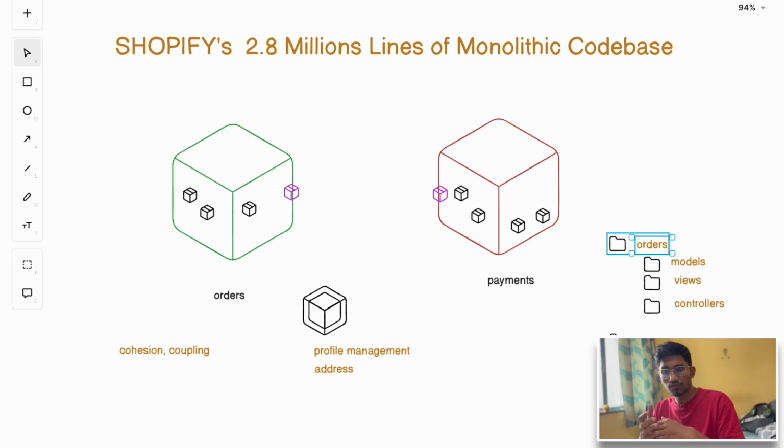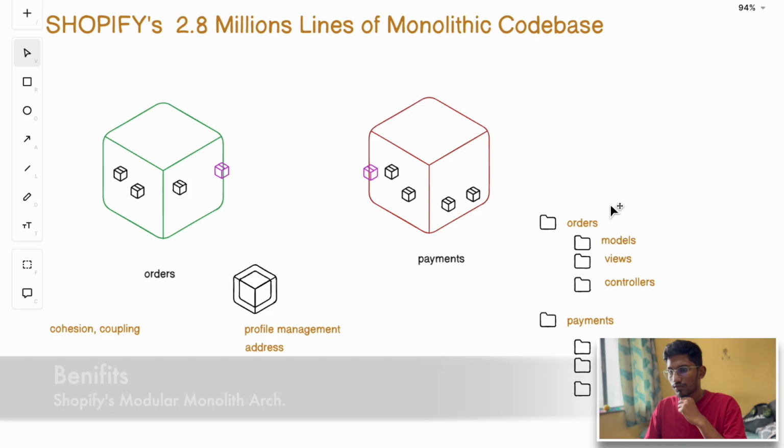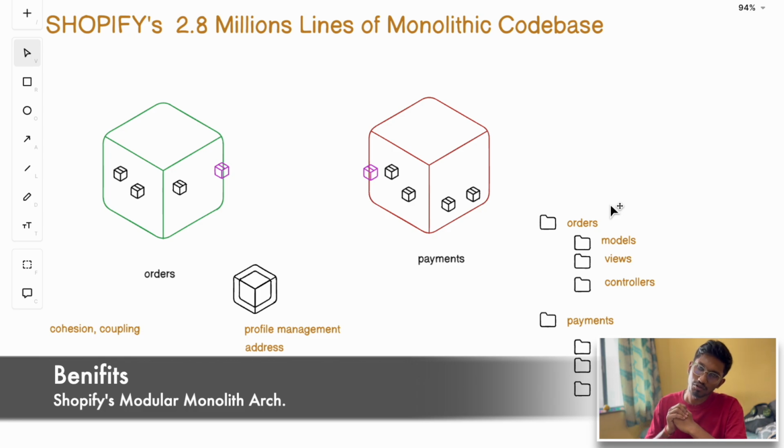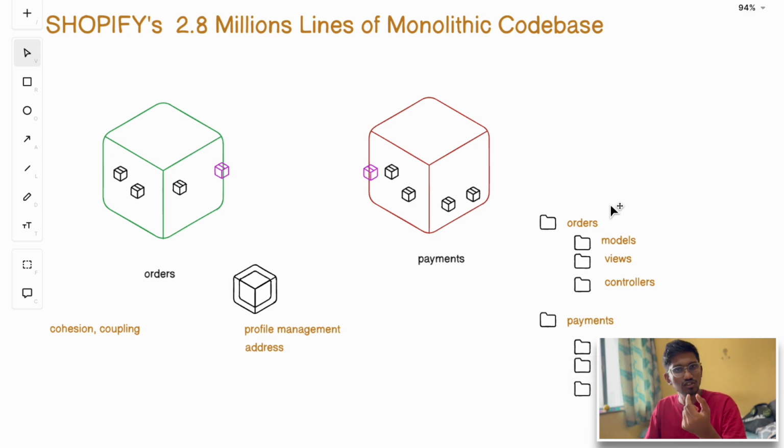And not only the folder structure, they also use separate databases and schemas for each module separately. And this way they avoided tight coupling between components, and they achieved cohesion and data isolation to a certain point. Now, what is the benefit of adopting a modular monolithic architecture? So the benefit that Shopify got is, basically, it is easier to modify code, right?